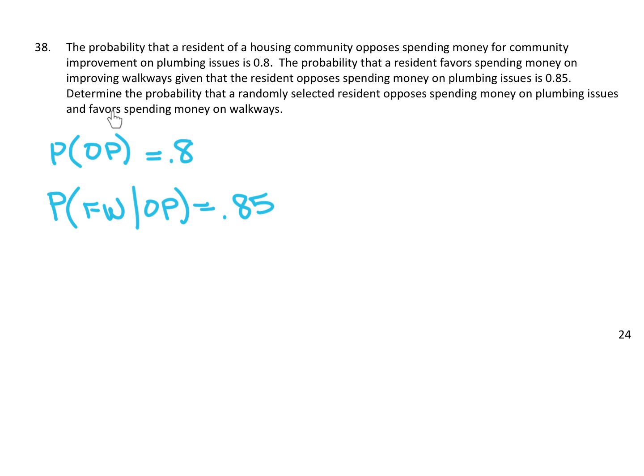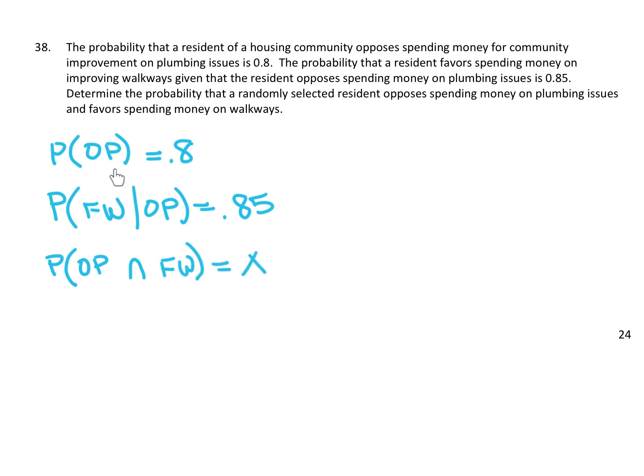All right, it says determine the probability that a randomly selected resident opposes spending money on plumbing issues and favors spending money on walkways. Okay, so let's write that out. We want to find the probability that a resident opposes plumbing and, so let's put that symbol for and, favors walkways. Okay, that's what we're looking for. I'm going to call that X.